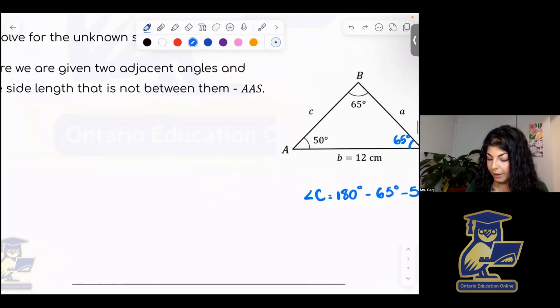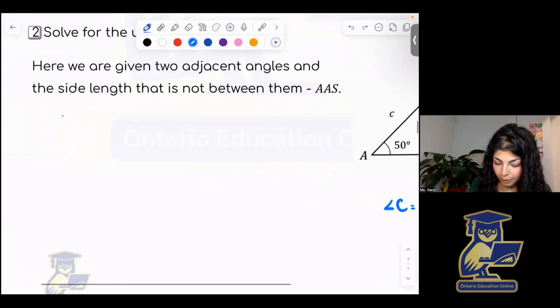So let's start with angle A or side length A.